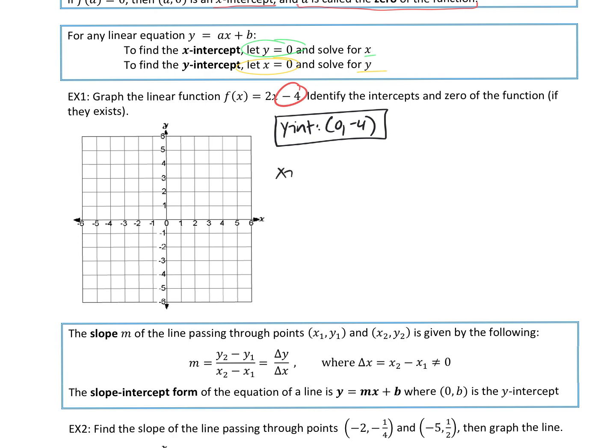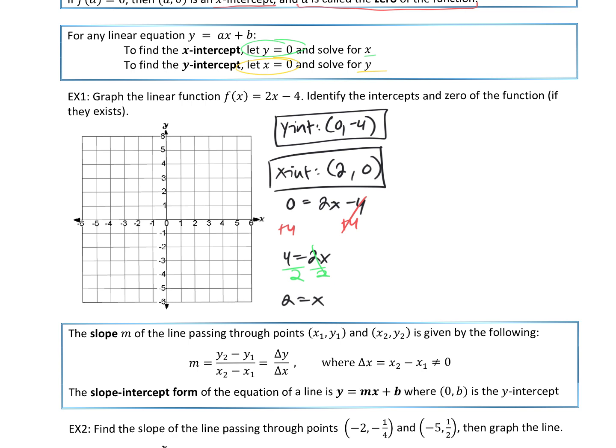To find the x-intercept, we'll go ahead and set y equal to 0. So using our function above, remember f of x is the same thing as y, so we'll set that equal to 0, and that's just equal to 2x minus 4. And then solving for x, we'll add 4 to both sides, and we get 4 equals 2x, and divide both sides by 2. So 2 equals x. So our x-intercept is (2, 0).